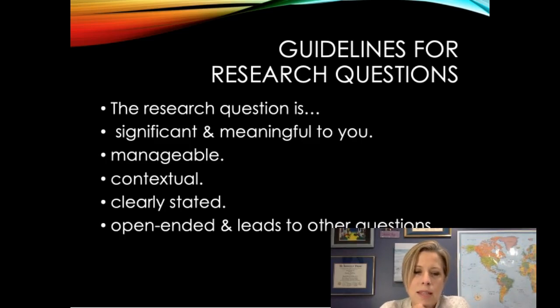Contextual, one of the things to think about is that it should be embedded in the day-to-day work of what you're doing with students rather than an extra project added on to existing roles. So keep it contextual so that it's meaningful and it's going to actually fit into your practice. Keep it close to your own practice.